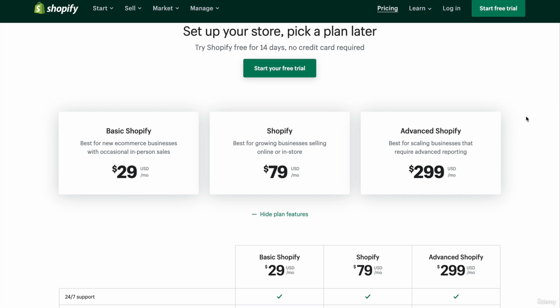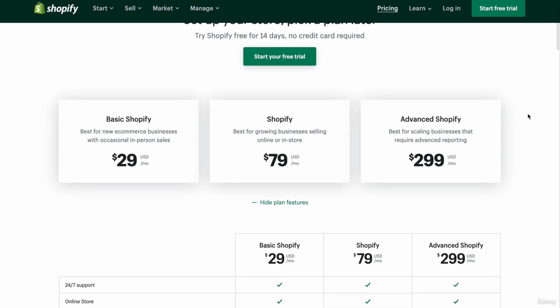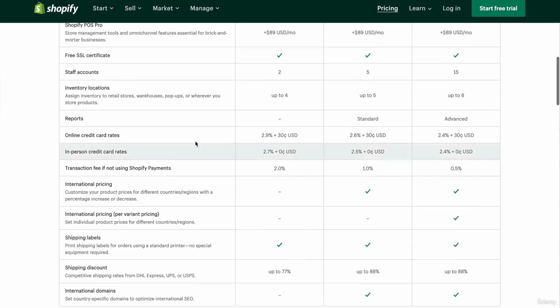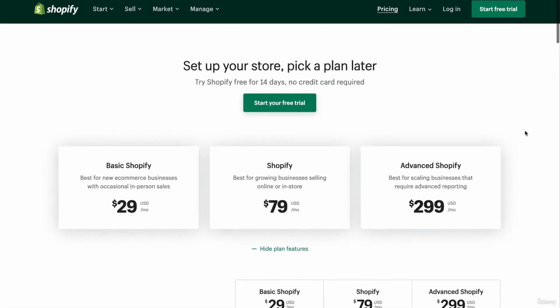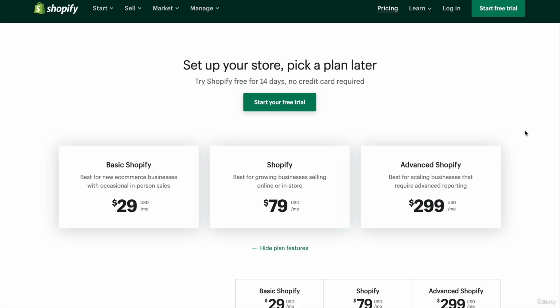I would say the only major difference between the 3 that may relate to drop shipping is going to be the transaction rates, or the online credit card rates. If you have the basic plan, they're going to charge you 2.9% plus 30 cents for every sale you make. If you have the advanced plan, it's 2.4%, a little bit less, and 30 cents for every transaction. So if you're planning to do lots and lots of sales, which I hope you do, and you have hundreds of transactions or sales per day, then use the advanced Shopify plan. Obviously, you're going to save money in the long run.